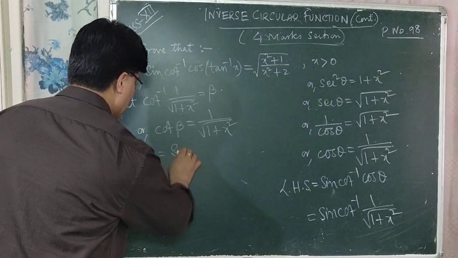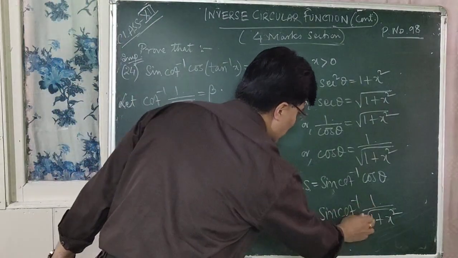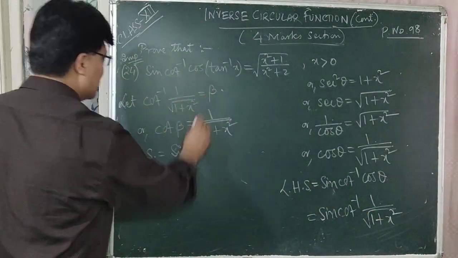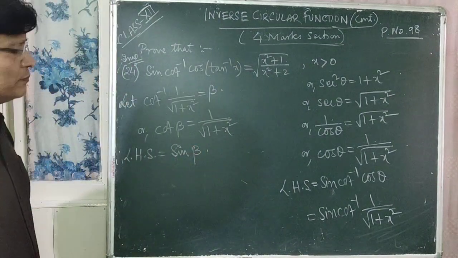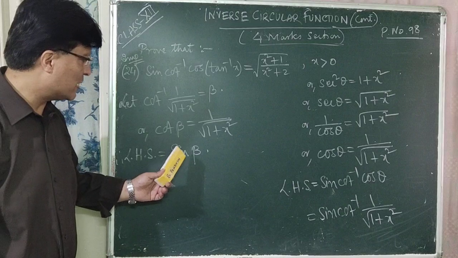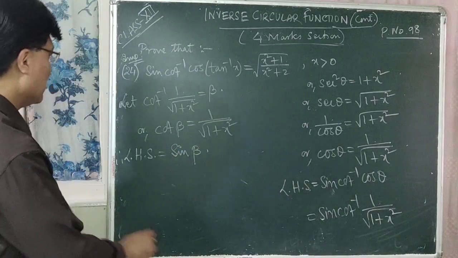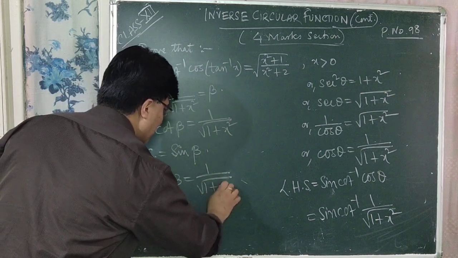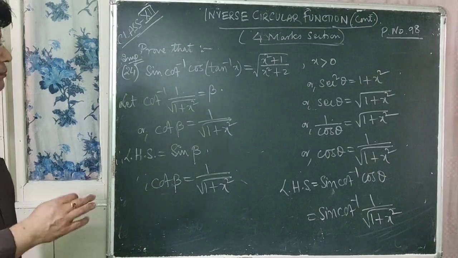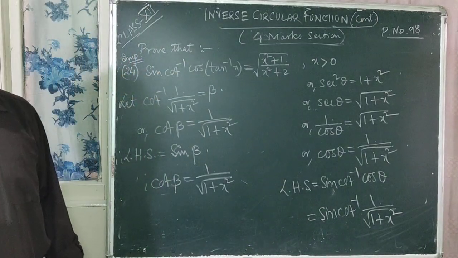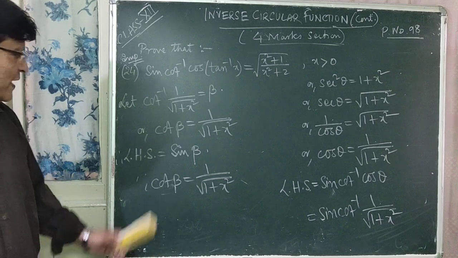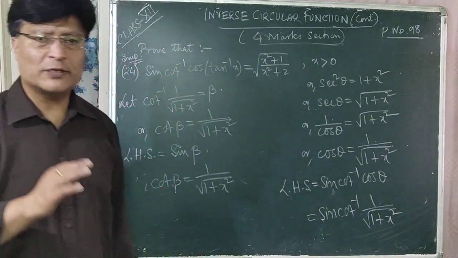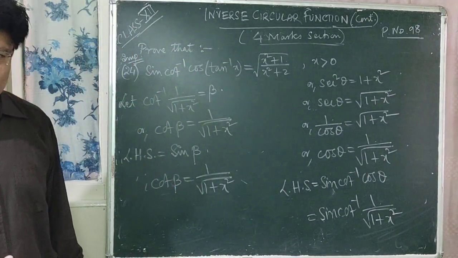So now, what does LHS become now? Sine, what is cot inverse 1 upon root over 1 plus x square? It is beta. That means from this cot beta, you have to get the value for sine beta. Okay? Now what is cot beta here? 1 upon root over 1 plus x square. Now from cot beta, you have to get the value of sine beta. Directly, you cannot find the value for sine beta from cot beta. First of all, in this case, you have to convert this cot beta into cosec beta, right?